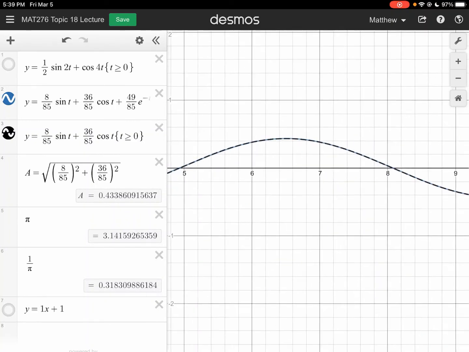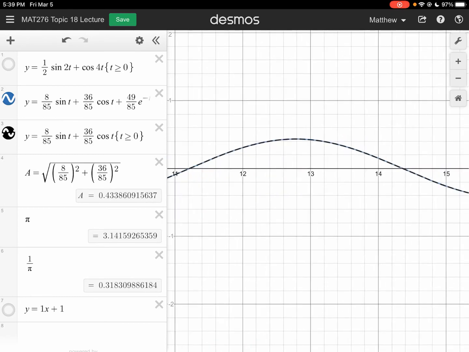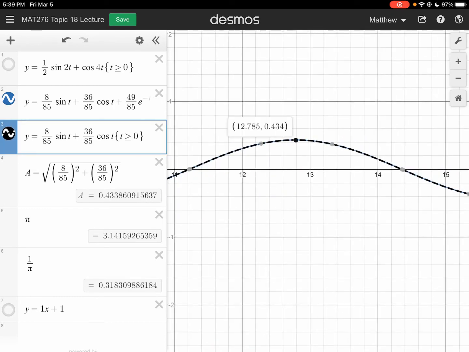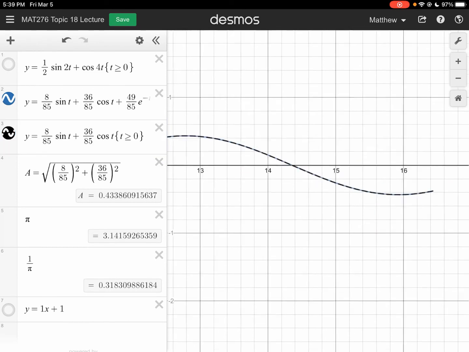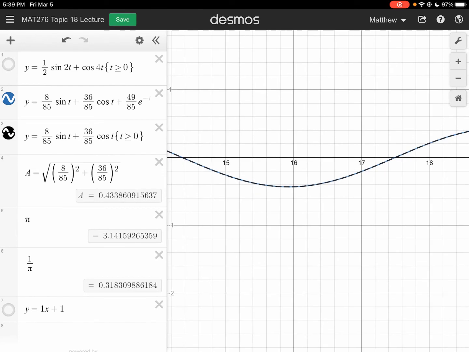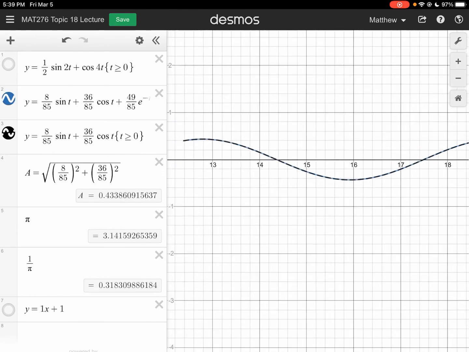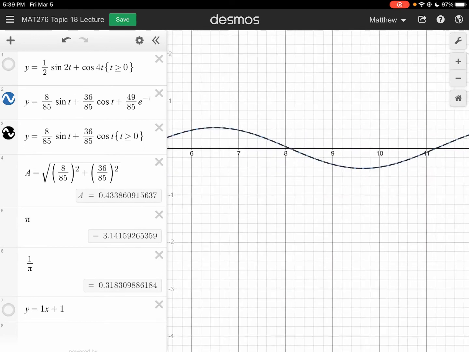What that means is that we settle into a sine wave that, if you were to find one of its peaks, it'd be about 0.43, 4 units above and also below. So that's our amplitude of the steady state.